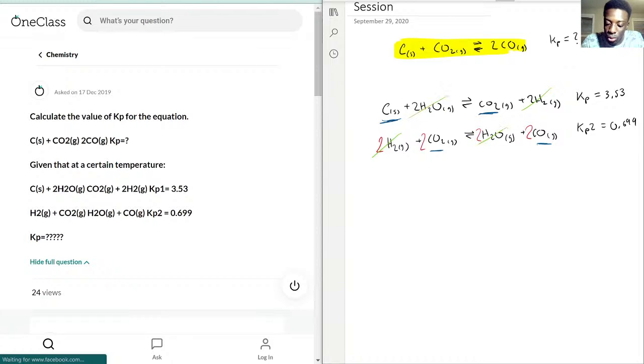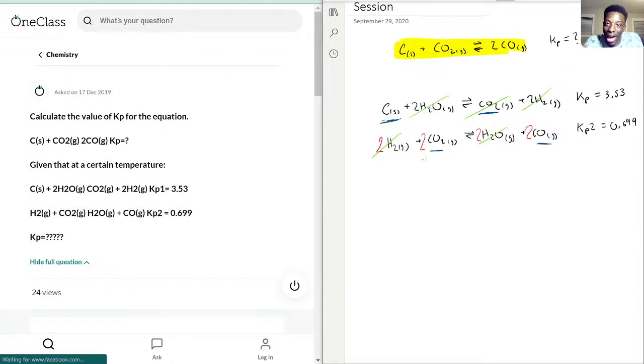2H2O is also no longer in our final equation. 2 and 1, so this is going to be -1, and this one gets canceled out. So overall, when we put in our final equation, we now have the same as the above, right? But what happens to the Kp value for this?